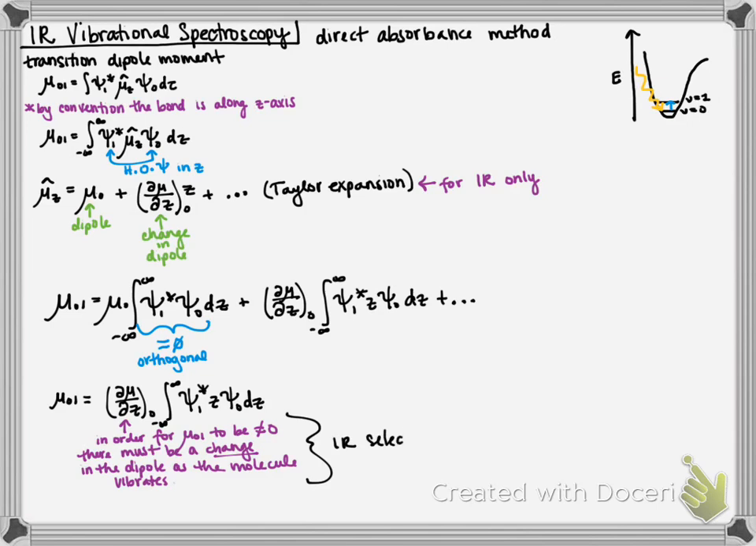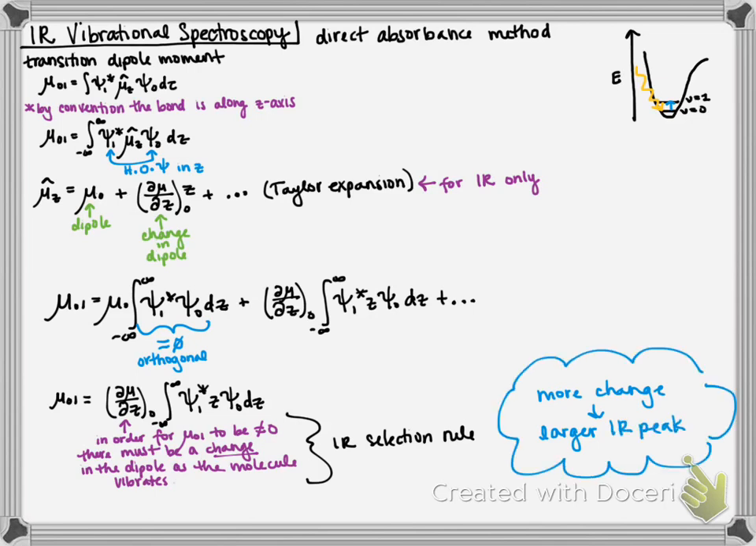And so that's actually our first IR selection rule, is that we have to have a change in the dipole as the molecule vibrates. And in fact, the more change in the dipole, the larger the IR peak for that transition will be, right? So IR peaks, their probability or their size is actually mu01 squared. And mu01 is directly proportional to that change in dipole moment.